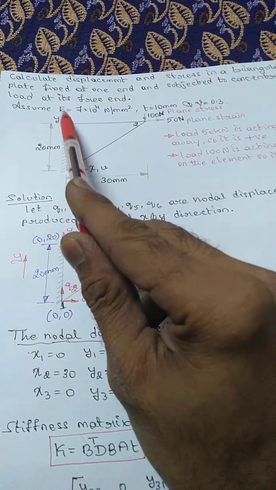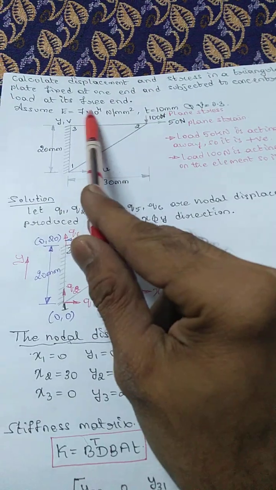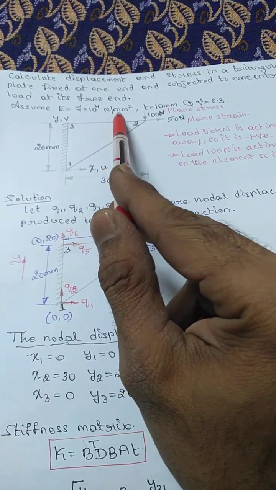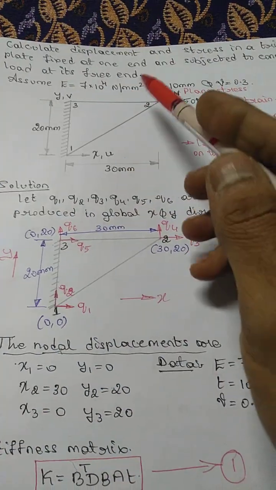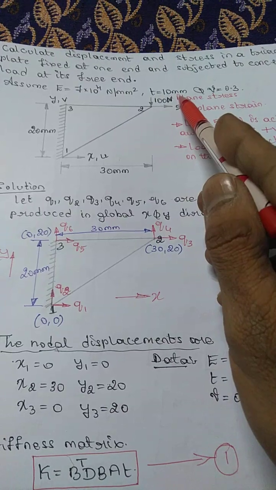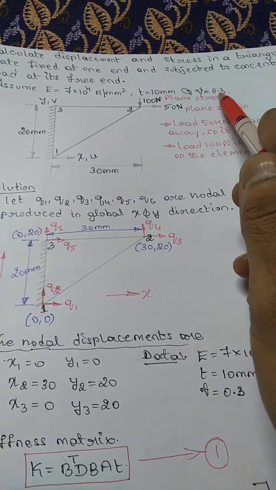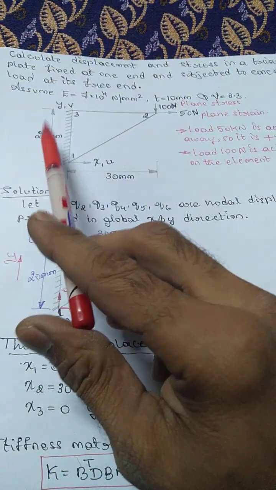The assumptions we have to make are given in the question paper. So E is equal to 7 into 10 to the power 4 Newton per millimeter square, T, the thickness of the plate, is 10 mm, and Poisson ratio is equal to 0.3. Now this is the given sketch.